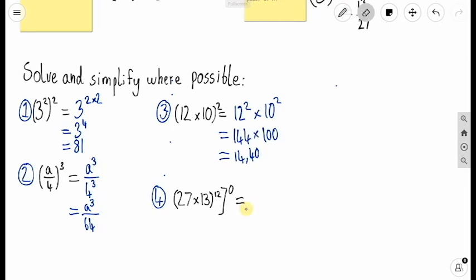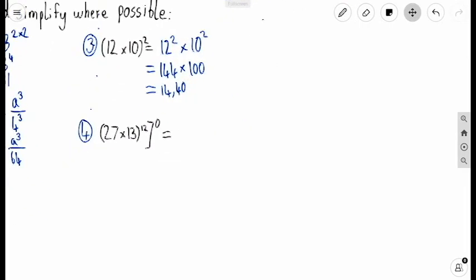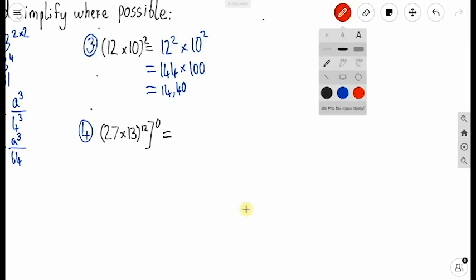So you might have noticed that I accidentally erased the last 0 for the answer for question number 3. So the actual answer is 14,400.